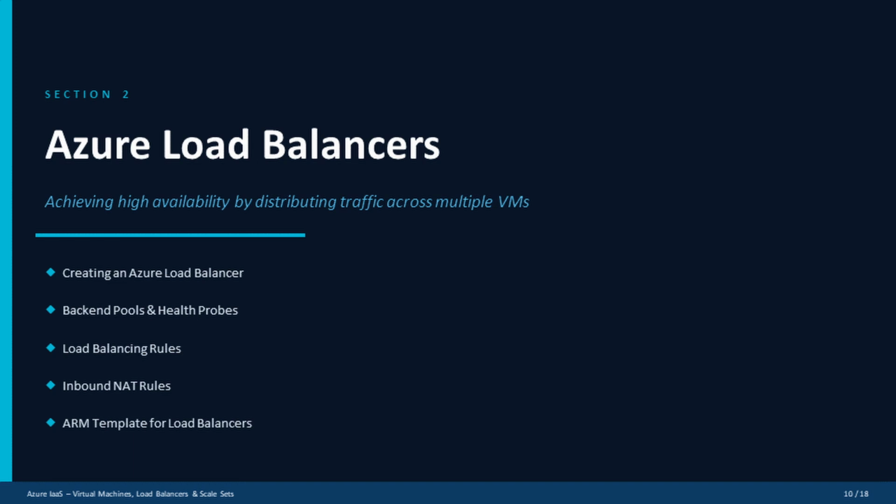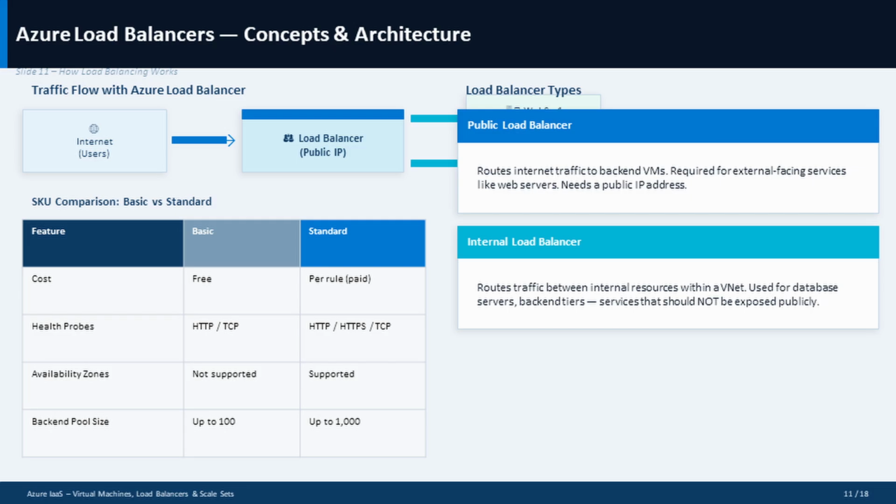We'll cover creating a load balancer, configuring backend pools and health probes, setting up load balancing rules, and using inbound NAT rules for direct VM access. We'll also look at the ARM template for deploying a load balancer through code. High availability isn't just a nice-to-have for production workloads with business-critical service-level agreements, it's a requirement. Azure load balancers are the foundation of high availability in Azure. Let's understand how they work and what types are available.